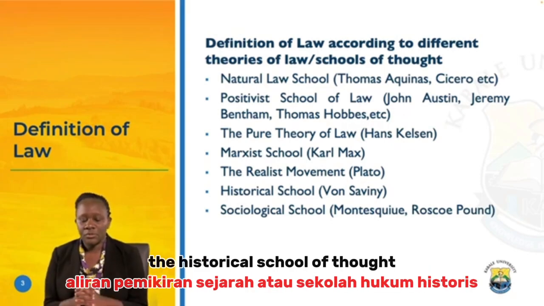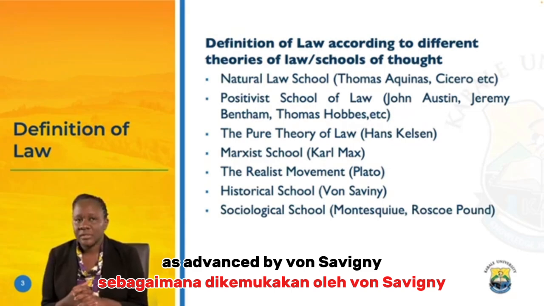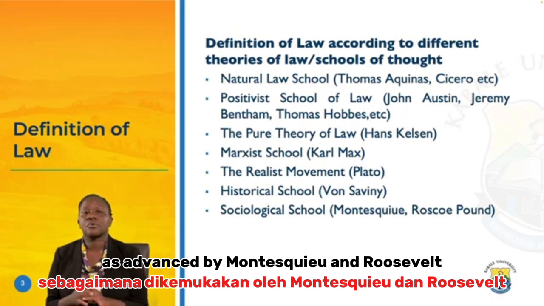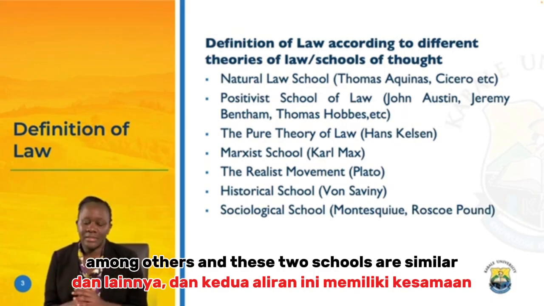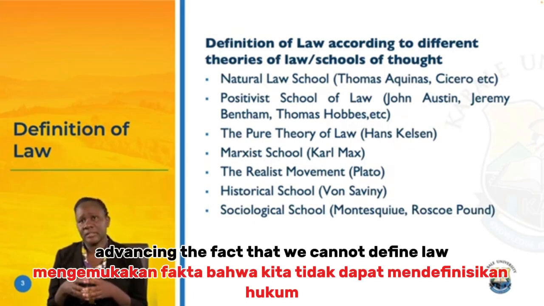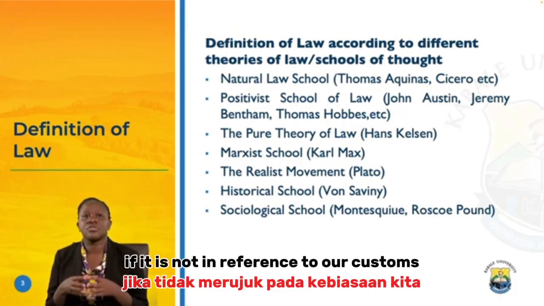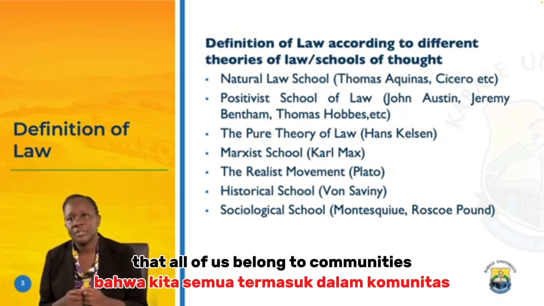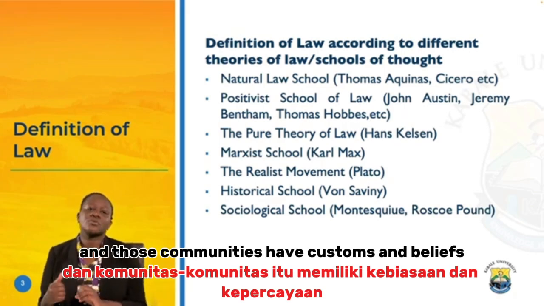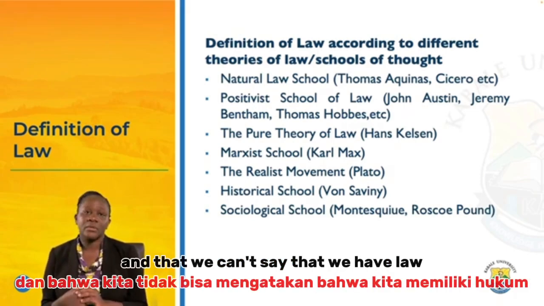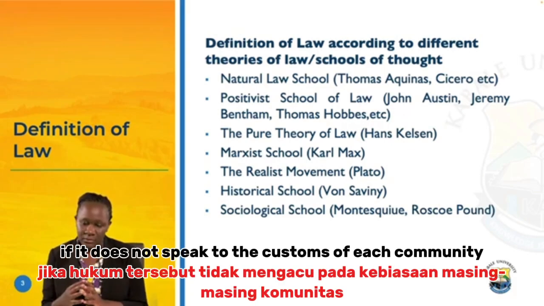Then we have the historical school of thought as advanced by von Savigny. We have the sociological school of thought as advanced by Montesquieu and Roscoe Pound, among others. And these two schools are similar, with the sociological school basically advancing the fact that we cannot define law if it is not in reference to our customs, that our customs inform law, that all of us belong to communities, and those communities have customs and beliefs which shape the standard of behavior in those different communities, and that we can't say that we have law if it does not speak to the customs of each community.